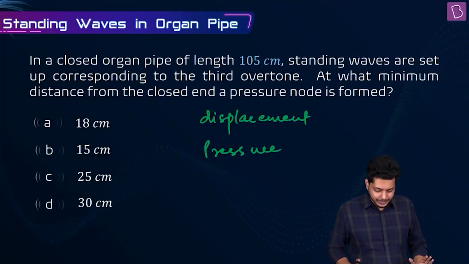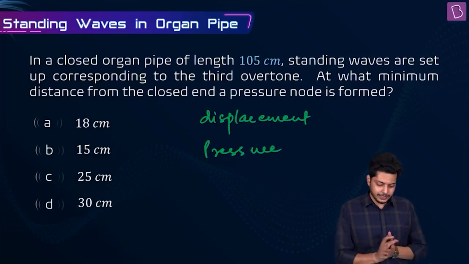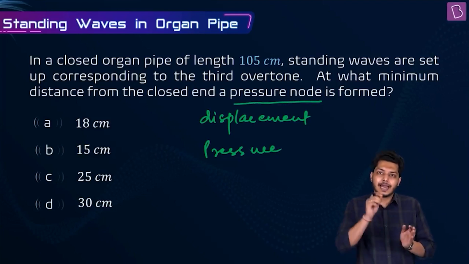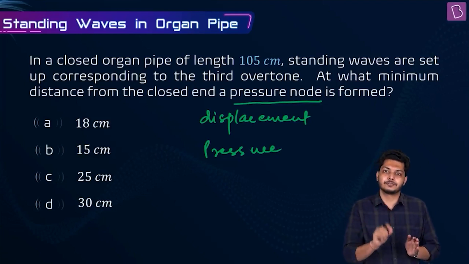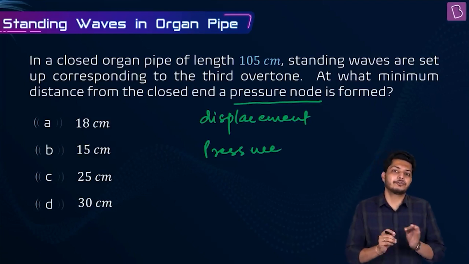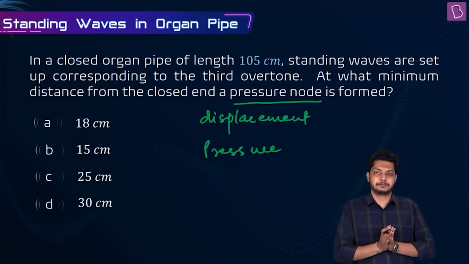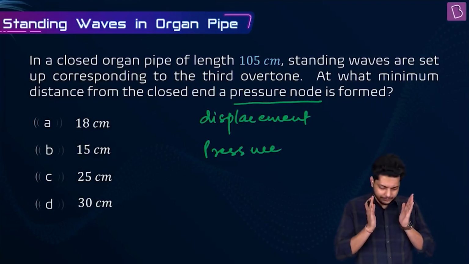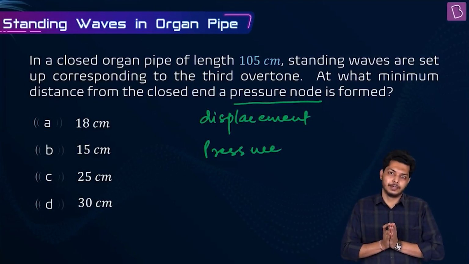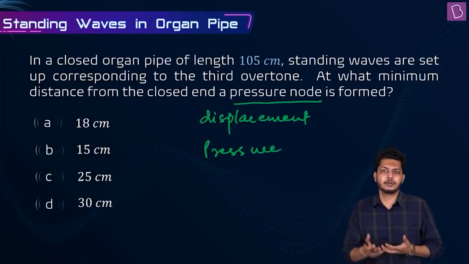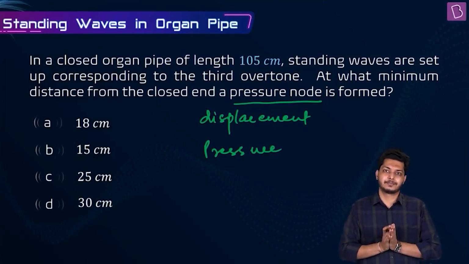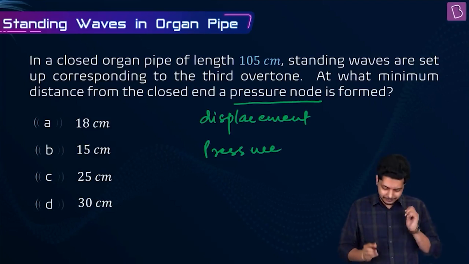Now the question is saying, at what minimum distance from the closed end is a pressure node formed? A pressure node. So at that point, wherever a pressure node is formed, there will be an antinode formation for the displacement wave. Correct? Now till now, in all the problems we have been dealing with the displacement wave. So let's deal with the displacement wave here as well. The question is saying about a pressure node, we are going to figure out the displacement wave antinode. Correct? Is that fine? Okay.